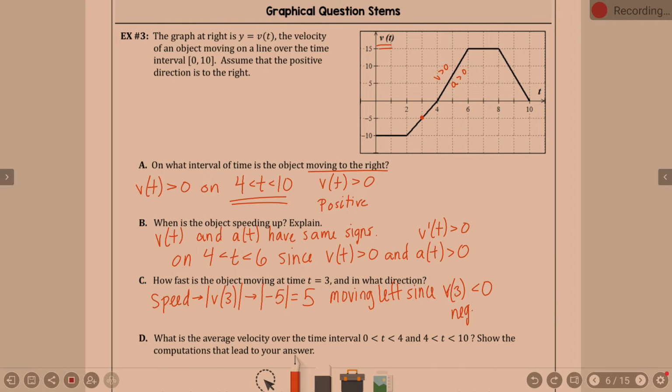Okay. D, when you're ready. What is the average velocity over the time intervals 0 to 4 and 4 to 10? Show the computations that lead to your answer.